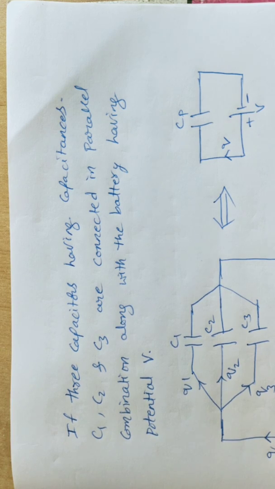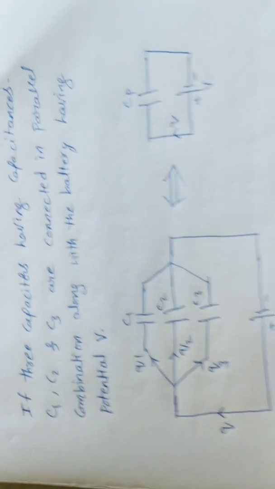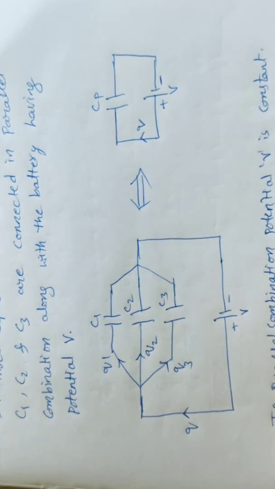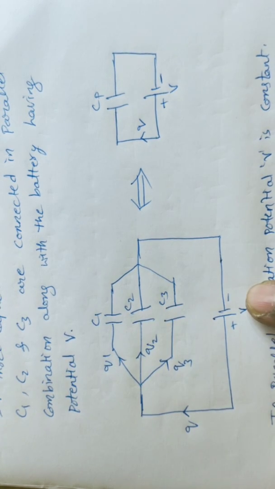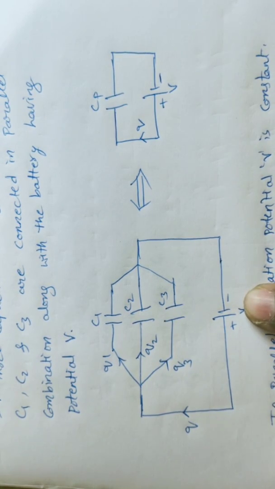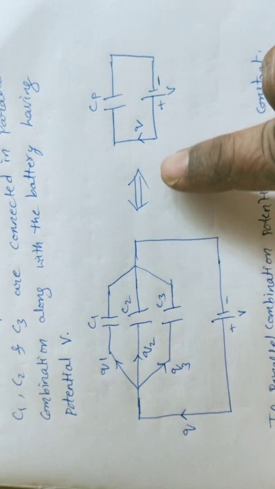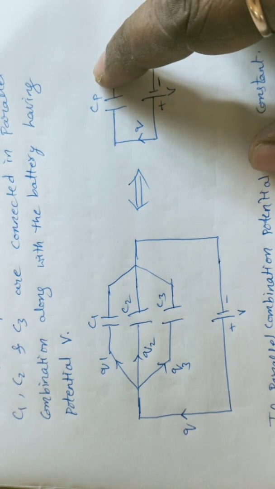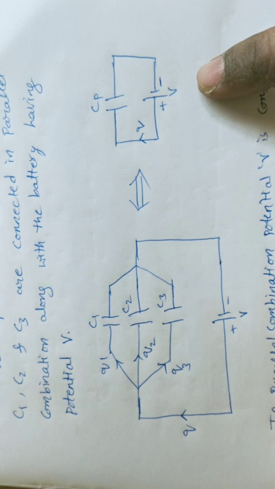Okay friends, now I take 3 capacitors with capacitances C1, C2 and C3 respectively. All these capacitors are connected in parallel combination, and we also introduce a battery of potential V in that circuit. Observe this circuit diagram. This is C1, this is C2 and this is C3. These 3 are in which combination? Parallel combination. And one battery having potential V is introduced. Further, the equivalent circuit is represented like this. In this equivalent circuit, the effective capacitance is taken as Cp, with a battery of potential V.